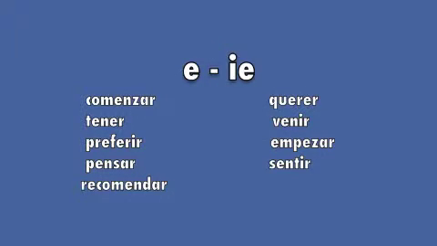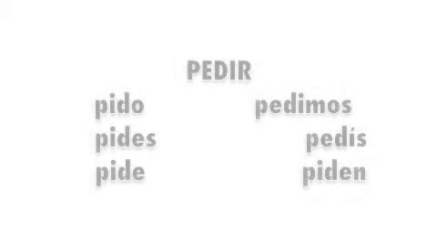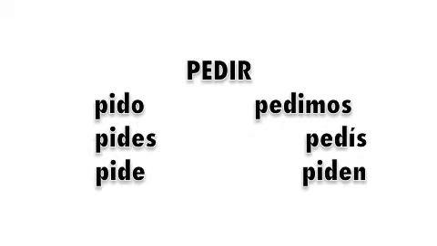Some verbs in the present stem change from e to ie. These verbs are comenzar, tener, preferir, pensar, recomendar, creer, venir, empezar, and sentir. An example of how to conjugate a stem-changing verb from e to ie is shown here. Three stem-changing verbs from e to i are decir, reír, and pedir. An example of how to conjugate a stem-changing verb from e to i is shown here.